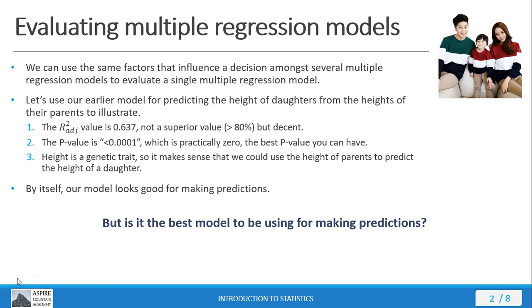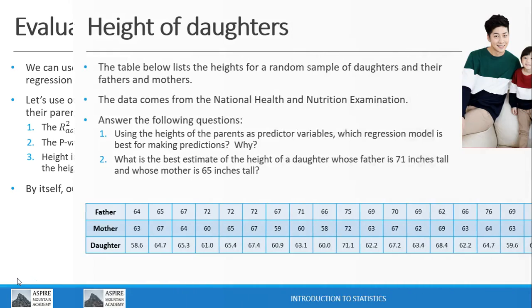You could have two different models. They're each making decent predictions, but is one of those models going to be consistently better at making predictions than the others? See, that's the thing. We want to come out with one model that's the best at making predictions. How do we get that?